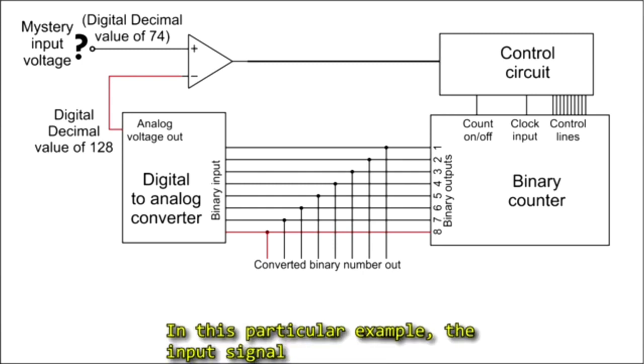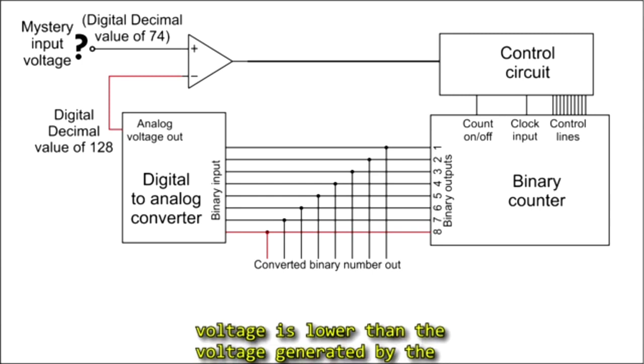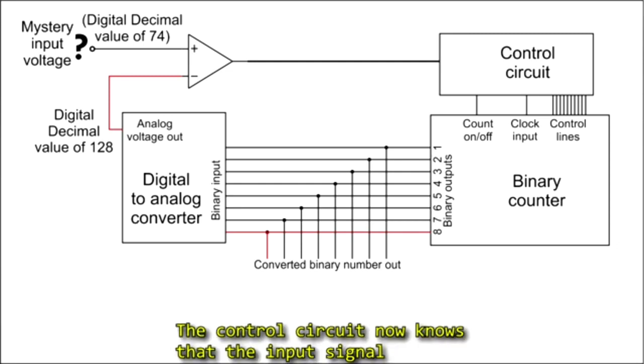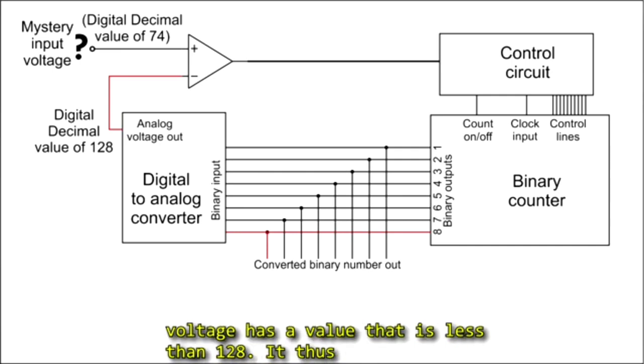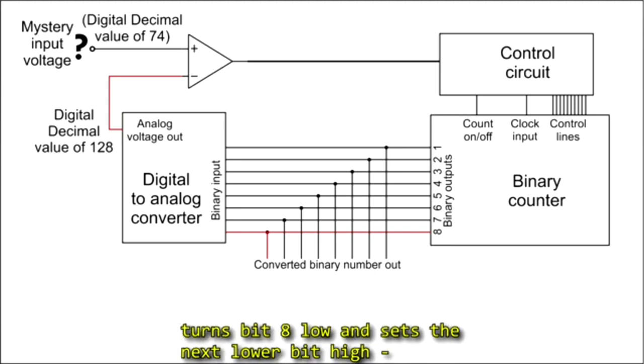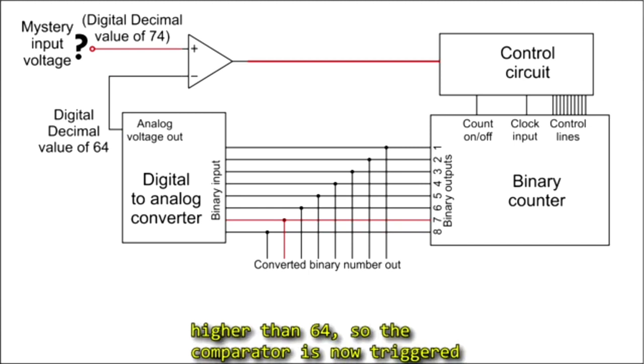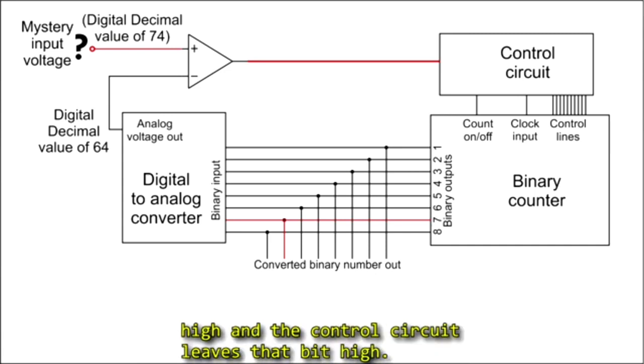In this particular example, the input signal voltage is lower than the voltage generated by the D to A converter. So the comparator sends a low to the control circuit. Now the control circuit knows that the input signal voltage has a value that is less than 128. It thus turns bit 8 low and sets the next lower bit high, bit 7, which has a value of 64. The input signal is higher than 64, so the comparator is now triggered high and the control circuit leaves that bit high.